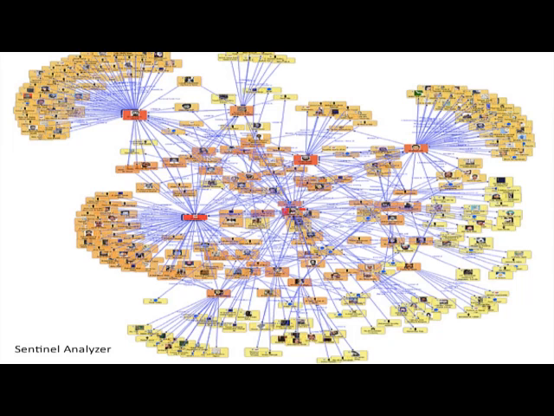And here's an example of one of the tools that we use. It's called Sentinel Analyzer, and allows you to see all the people on a corporate network and understand the relationships between them. And if you have monitoring software, you can see how the traffic flows.